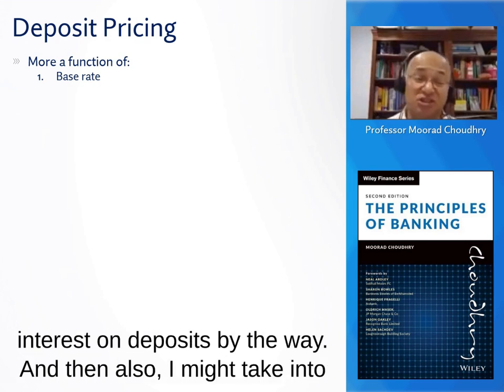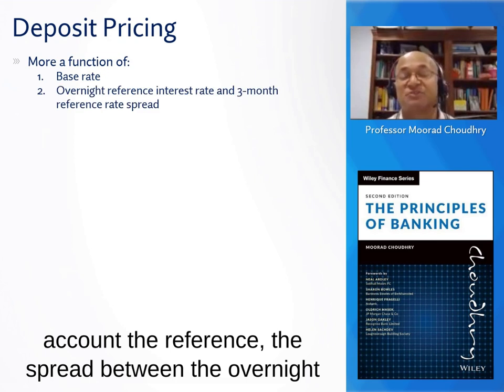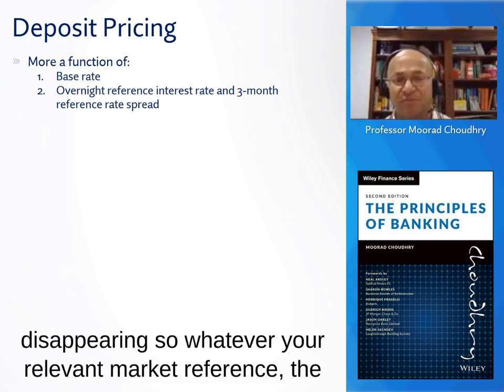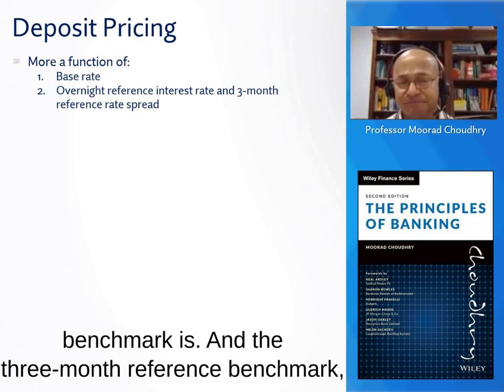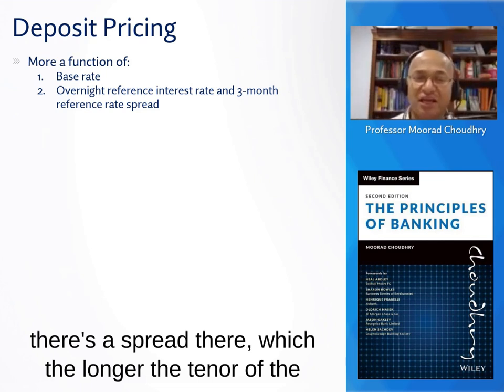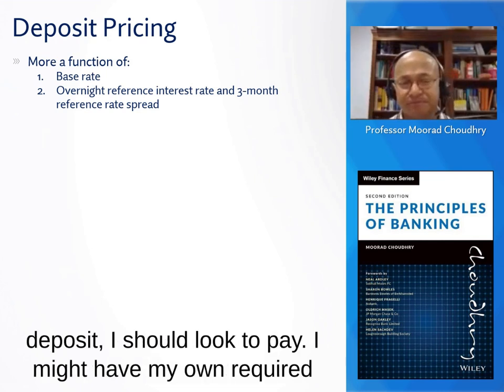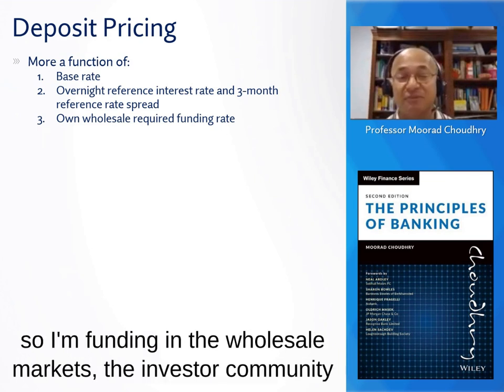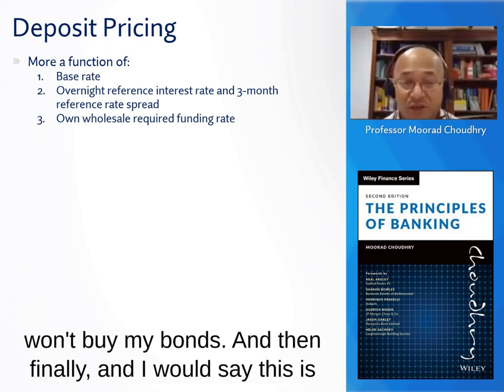This is where I'm paying interest on deposits, by the way. And then also I might take into account the spread between the overnight interest rate, the reference interest rate, and the 3-month reference benchmark. LIBOR is disappearing, so whatever your relevant market reference benchmark is. There's a spread there, which the longer the tenor of the deposit, I should look to pay. I might have my own required funding rate, by which I mean what my investors need. So I'm funding in the wholesale markets. The investor community will require a rate that I'm obliged to pay, otherwise I'm not going to buy my bonds.